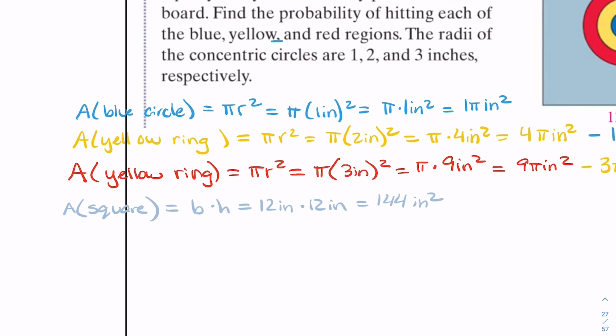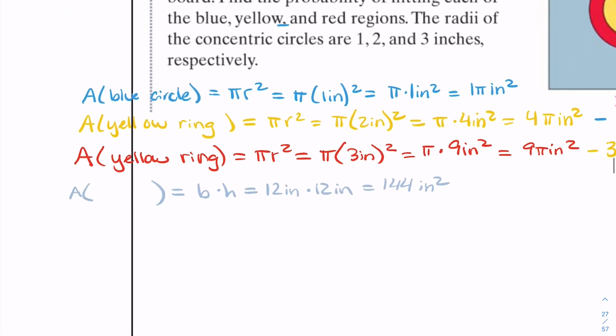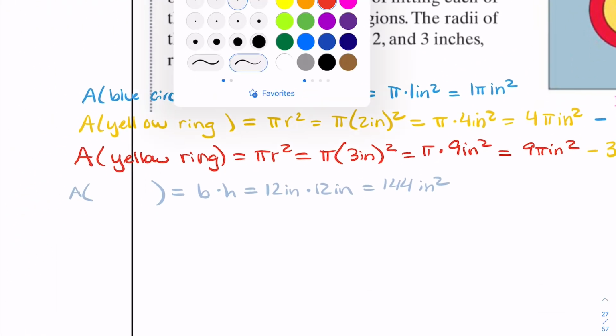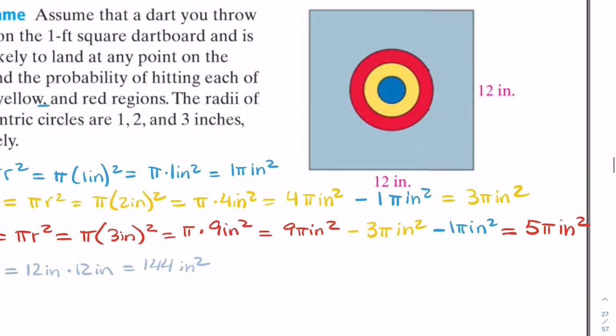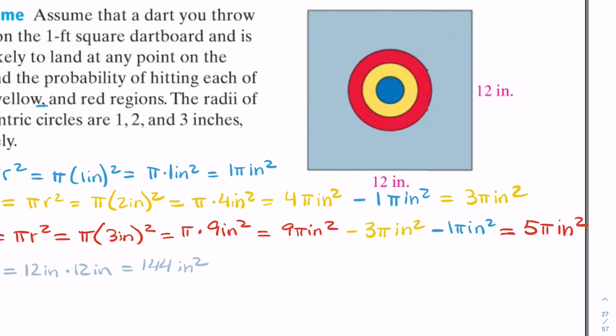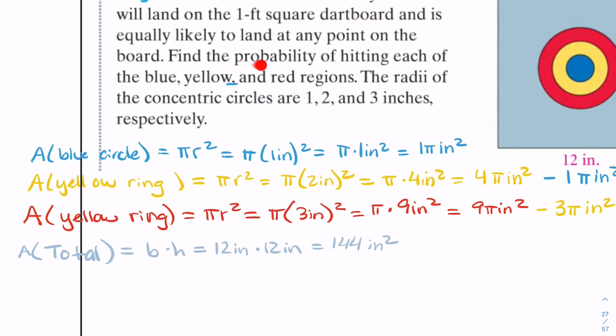Instead of calling it area of the square, because that would involve taking away part of it, I'm going to say area total. I'm just going to change this to total. So the area total is 144. It says, find the probability of hitting each of the blue, the yellow, and the red regions. The radii of the concentric circles are 1, 2, and 3 inches respectively.